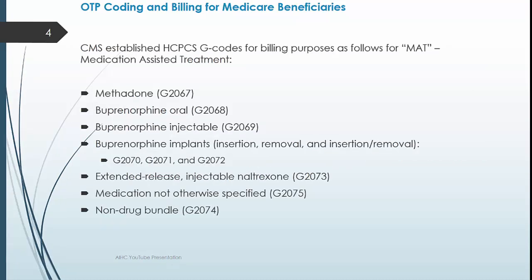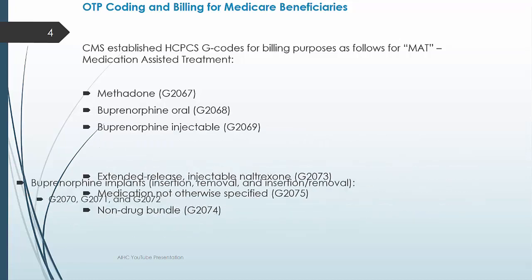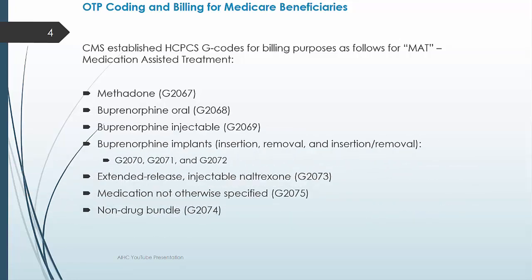So here's some codes that Medicare has established. Methadone is billed as G2067, whereas buprenorphine, oral, injectable, implants, start from G2068 to G2072. Code G2075 is used when you give medication-assisted treatment, MAT, services with a new opioid agonist or antagonist treatment medication approved by the FDA under Section 505 of the United States Federal Food, Drug, and Cosmetic Act.